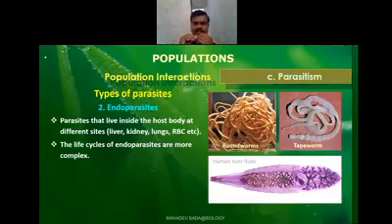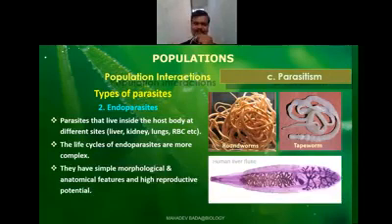The life cycles of endoparasites are more complex. As I told, malaria, one example, needs two host organisms. Like that, it is very complex. They have simple morphological and anatomical features and high reproductive potential. Simple morphological and anatomical features because the digestive system is absent. These organisms do not have sense organs. Other systems are also not highly developed. They are very simple, sometimes even incomplete or absent. Therefore, they are anatomically and morphologically very simple, but a high reproductive rate is there in them. These are called endoparasites.